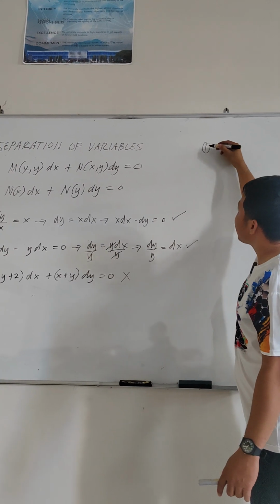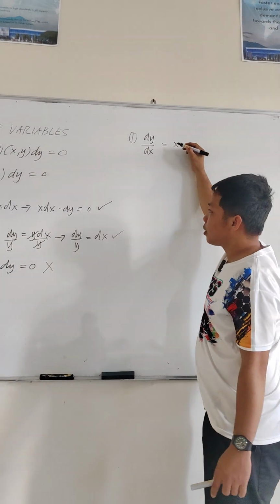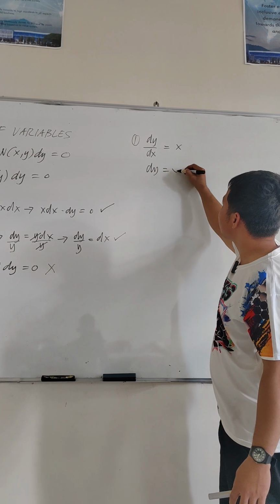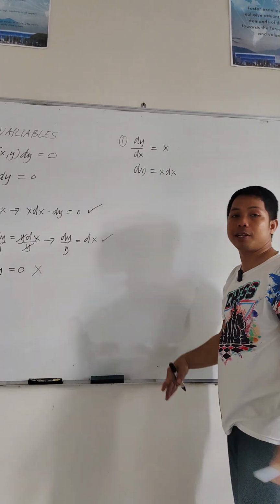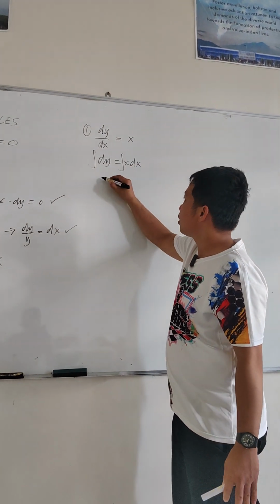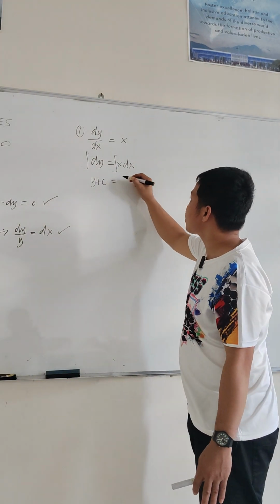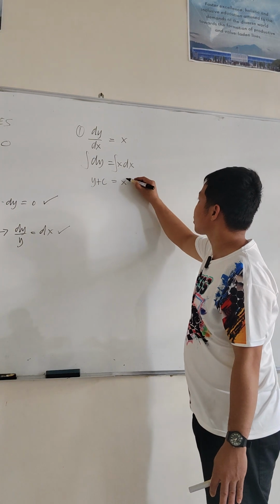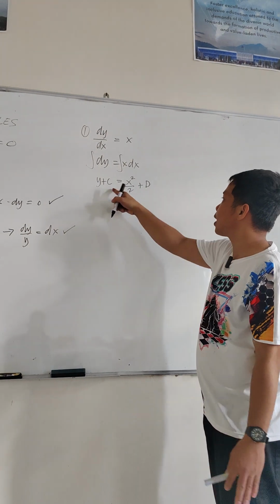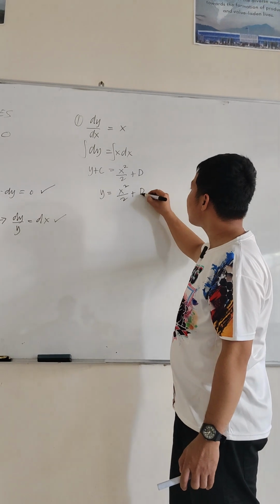Okay, sa item number 1, we have dy over dx is equal to x. So, i-separate natin yung variable: dy is equal to x dx. Just cross multiplication lang ang gagamitin natin. So, integrating both sides, we have what? y plus c, correct? Kasi indefinite integral. What is the integral of x dx? x squared over 2 plus another arbitrary constant. Let us denote c and d. So we have y is equal to x squared over 2 plus d minus c.